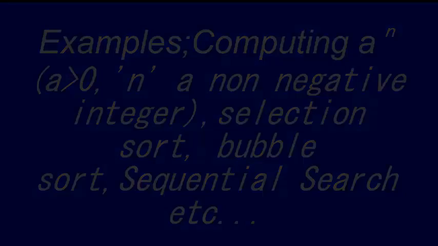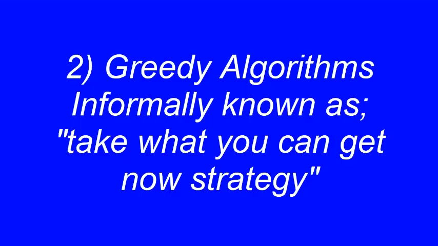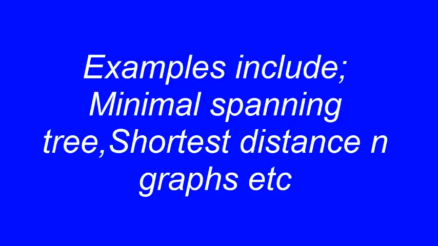The second kind of algorithm which we're going to talk about are greedy algorithms. As I earlier said, it is the take what you can get now strategy. Why so? Because the solution is being constructed through a sequence of steps, each expanding a partially constructed solution obtained so far. At each step, the choice must be locally optimal. Some examples include a minimal spanning tree, shortest distances in graphs. Don't mind if you don't know the meaning of these big terms. We are going to break those down as we get further in the lessons.